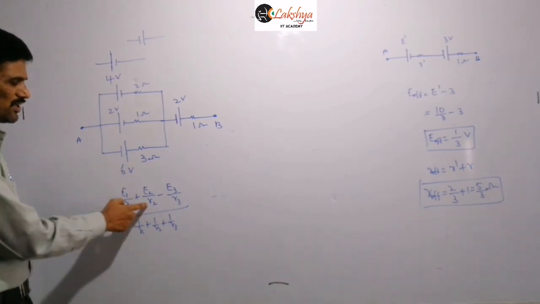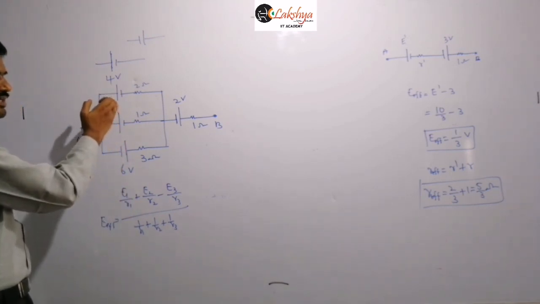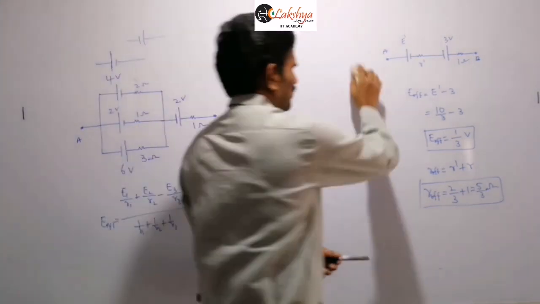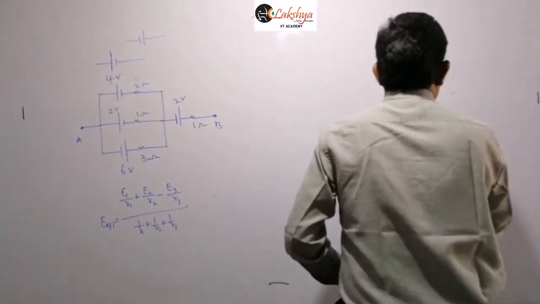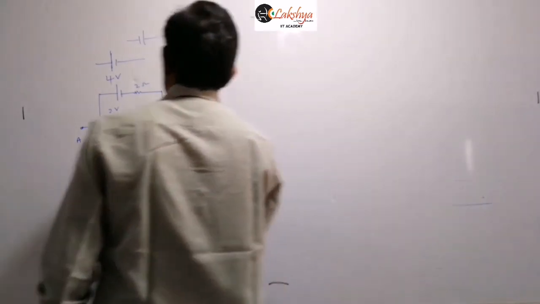If you are assuming like this and if you are getting positive, we should take this side because we are taking this as correct here, positive value we are taking here. Otherwise we should reverse the direction of the cell there. So I will give another combination here.